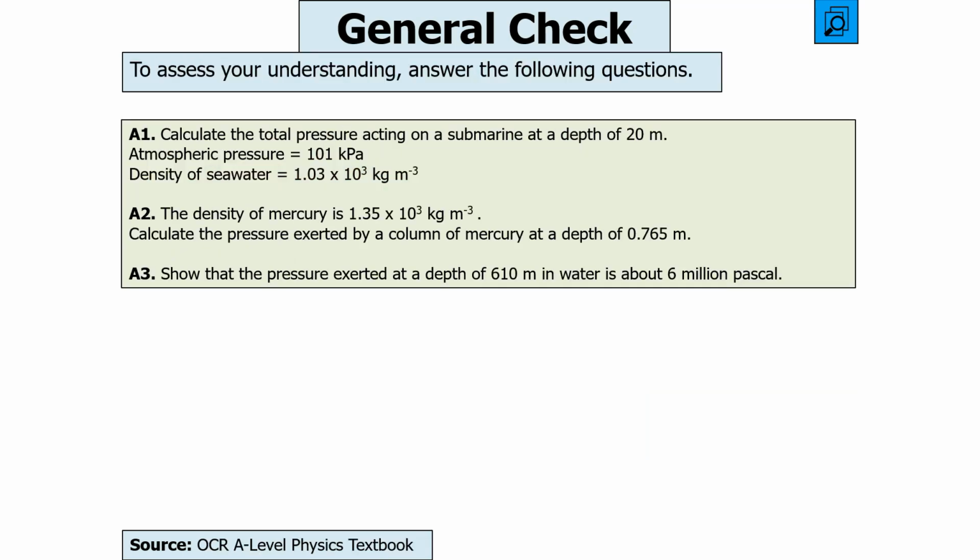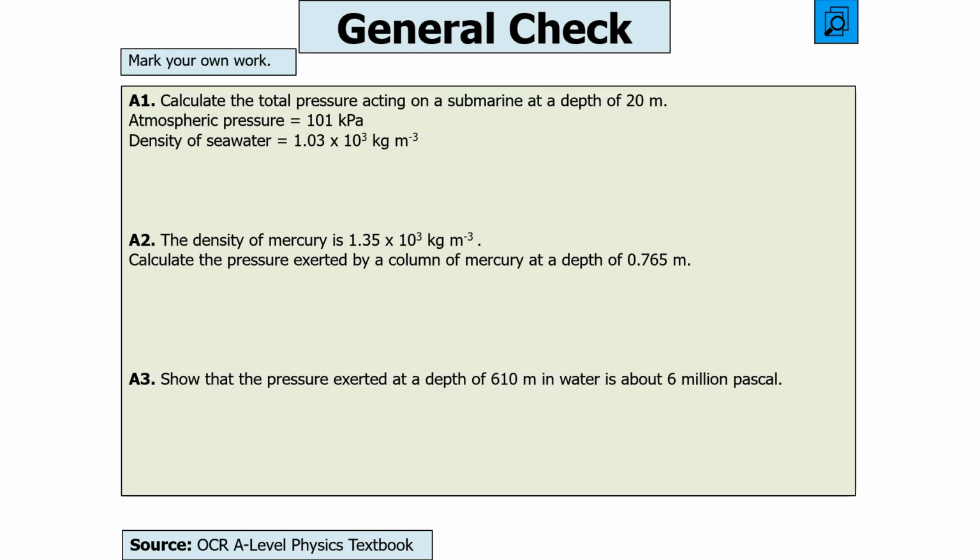The next question says, calculate the total pressure acting on a submarine at a depth of 20 meters. The atmospheric pressure is 101 kilopascals and the density of seawater is 1.03 times 10 to the 3 kilograms per meter cubed. Then the density of mercury is 1.35 times 10 to the 3 kilograms per meter cubed. Calculate the pressure exerted by a column of mercury at a depth of 0.765 meters. Then show that the pressure exerted at a depth of 610 meters in water is about 6 million pascals. So pause the video now, then unpause the video when you want to go through your answer.